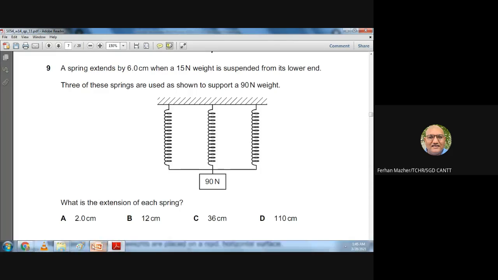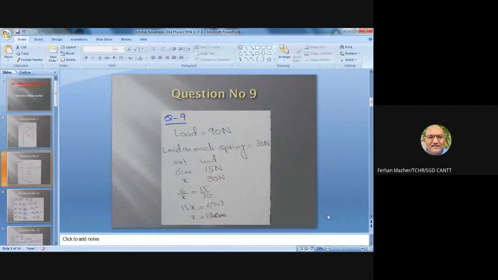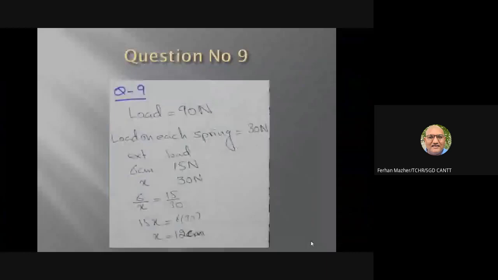So let me show you my work. Load is 90 Newton. So the load on one spring, each spring will be 90 divided by 3, 30 Newton. So a single spring will be experiencing 30 Newton.